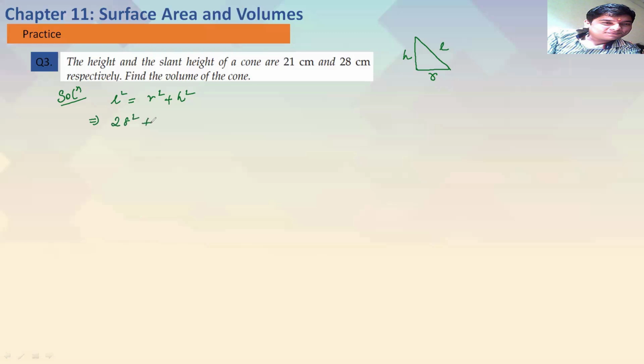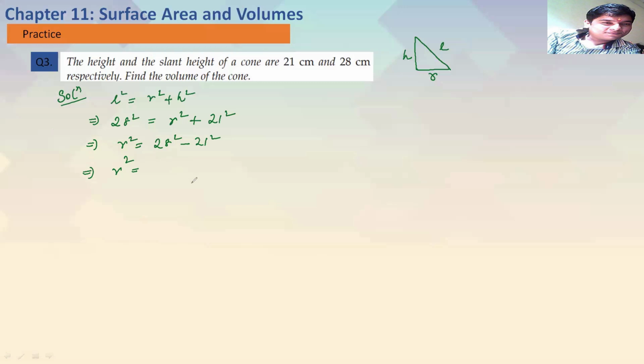So L is given to be 28. 28 square is equal to R square, which is not known to us, plus H is 21 square. R square is equal to 28 square minus 21 square. What is it going to be? Don't find out 28 square. We can do it without having to square 28 and 21.